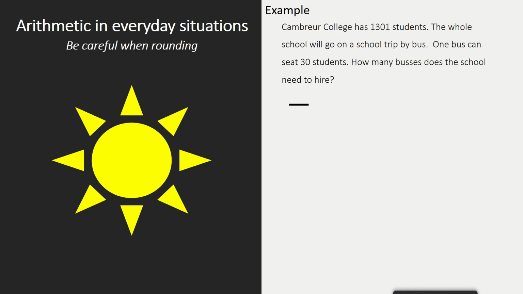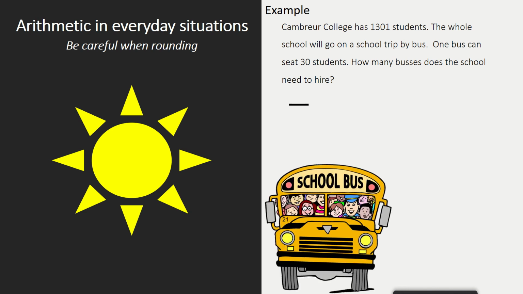Alright, so what about this example? Combreux College has 1,301 students. The whole school will go on a school trip by bus. One bus can seat 30 students. How many buses does the school need to hire?